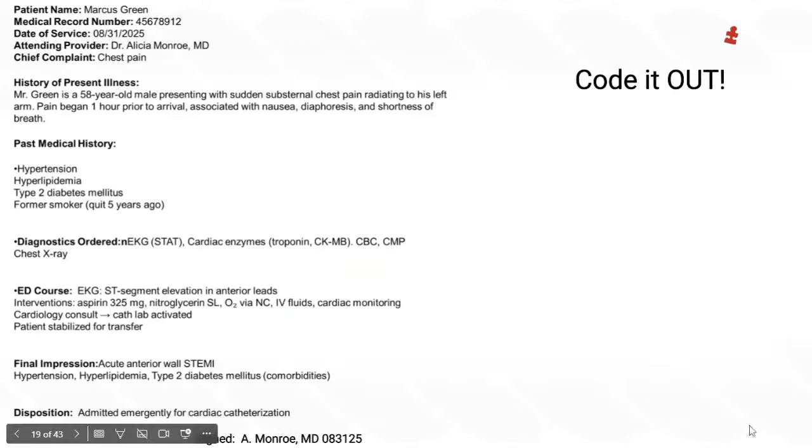Here is our scenario. We've got Marcus Green, medical record 456789112, date of service 8/31/2025. Attending provider, Dr. Alicia Monroe. Chief complaint, chest pain. History of present illness. Mr. Green, 58-year-old male presenting with sudden substernal chest pain.